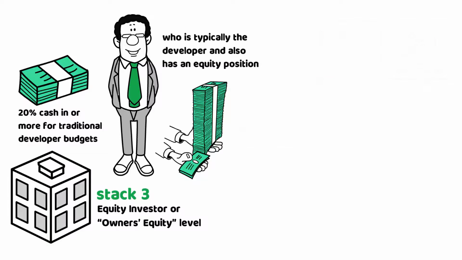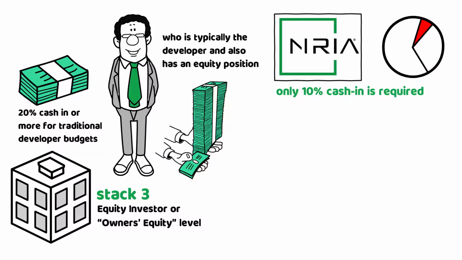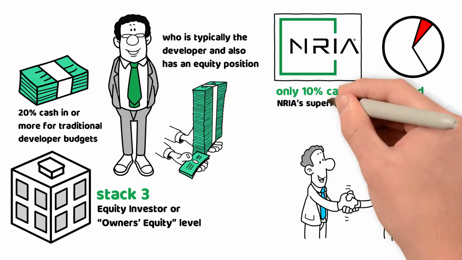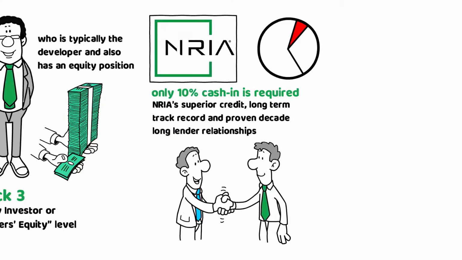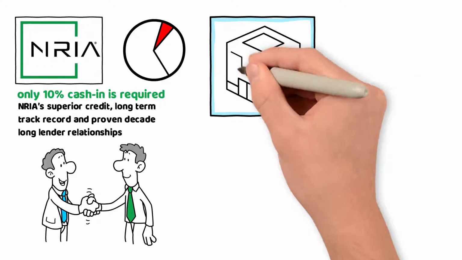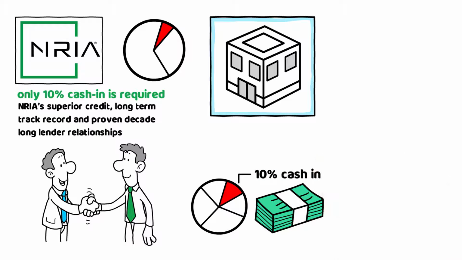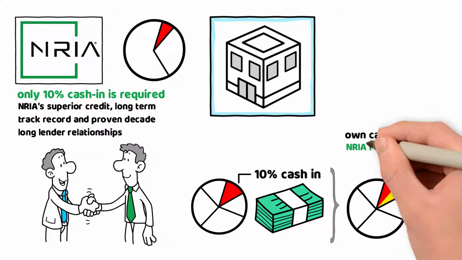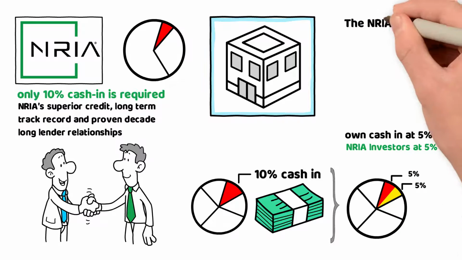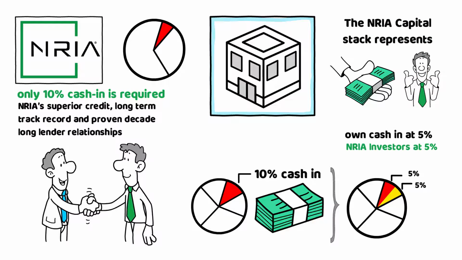In NRIA's case, only 10% cash in is required from the equity investor and NRIA owners levels. Why? Due to NRIA's superior credit, long-term track record, and proven decade-long lender relationships. With the NRIA senior lender at 80% and its mezzanine equity at 10%, NRIA needs to come up with only 10% cash in. We then typically split that cash in between our own cash in at 5% and NRIA investors at 5%. The NRIA capital stack represents a much smaller amount of cash in needed from the investor developer owners. It's only 5% in from investors on a typical project.